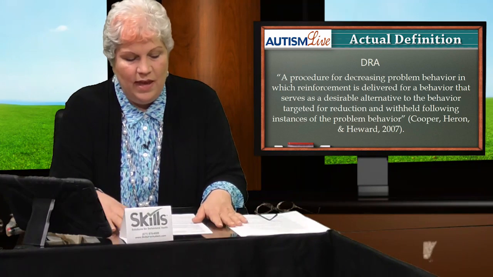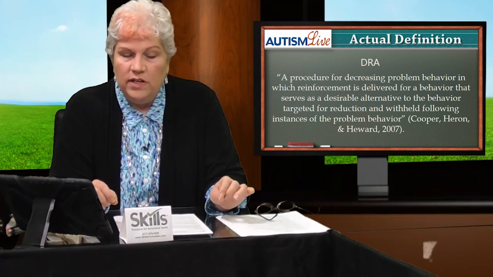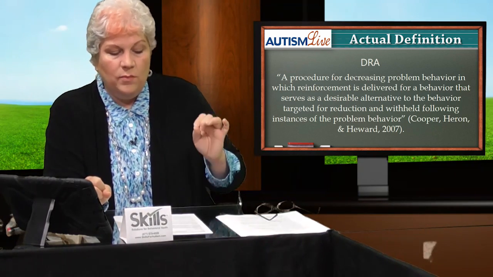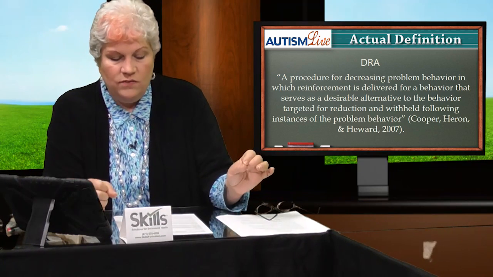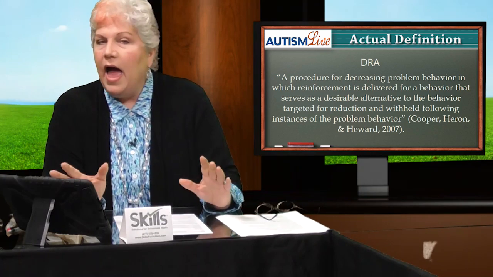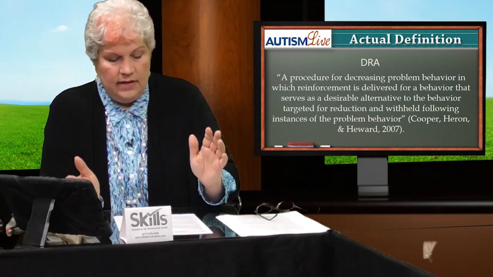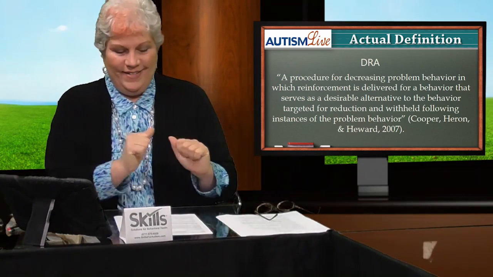I'm going to read it for you again. A procedure for decreasing problem behavior in which reinforcement is delivered for a behavior that serves as a desirable alternative to the targeted behavior for reduction and withheld following instances of problem behavior. I get almost there, and then it's like I go off a cliff and I don't get it. So if you're with me, let's take this to our working definition, okay?